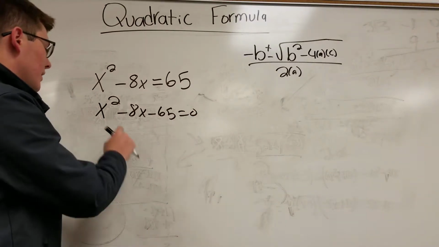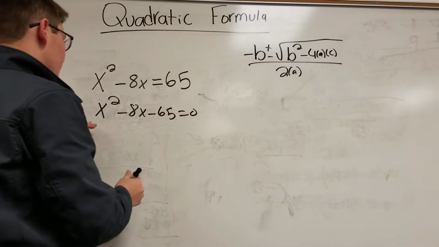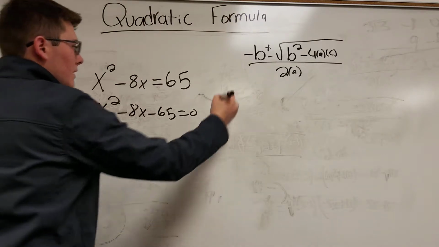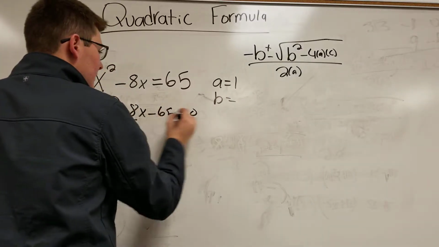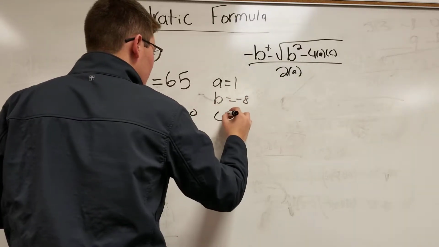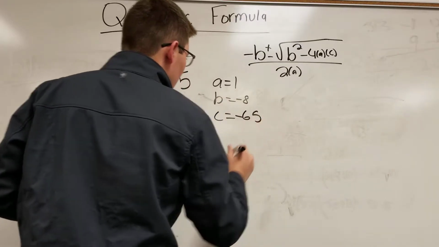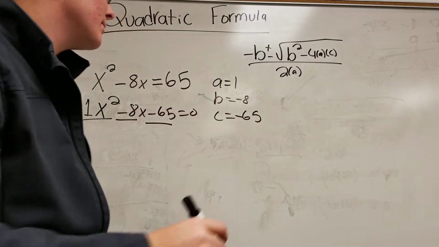By doing that, let's go ahead and assign letters to each individual number in this equation. So for example, we have x squared, which is still 1x squared. So for our a, we have 1. For our b, we have negative 8. And for our c, we have negative 65. Having our numbers here, now we can start to apply this into our quadratic formula.